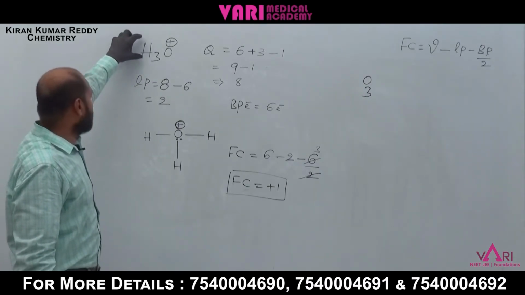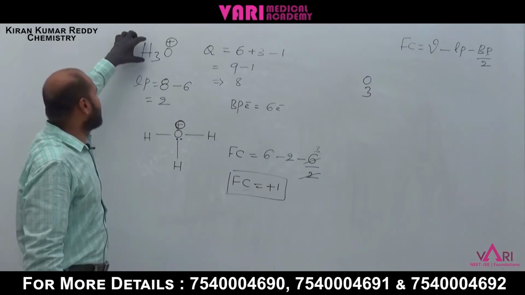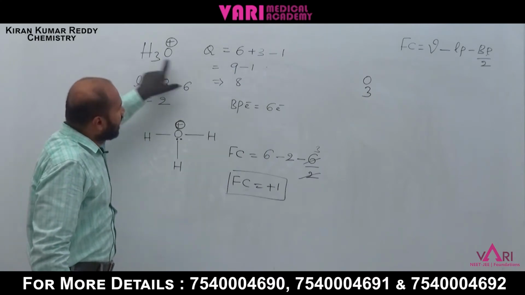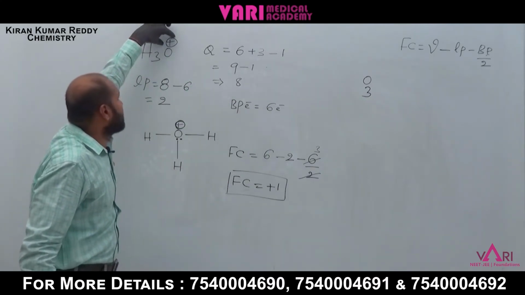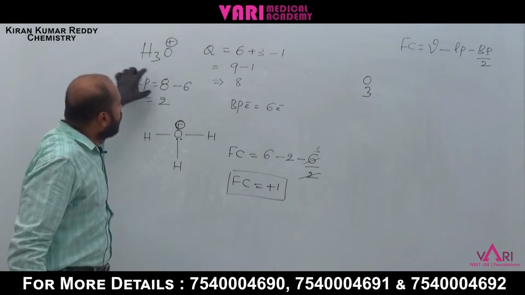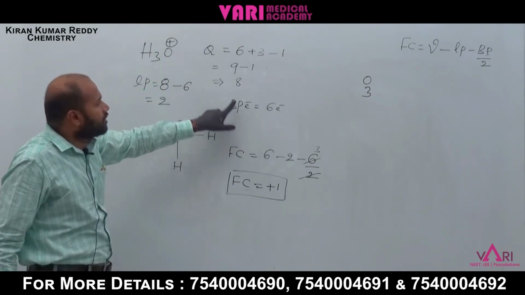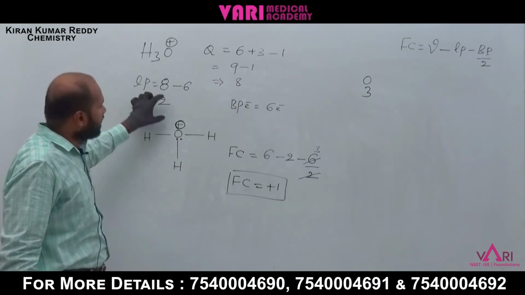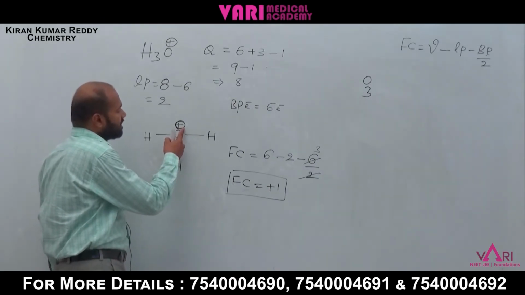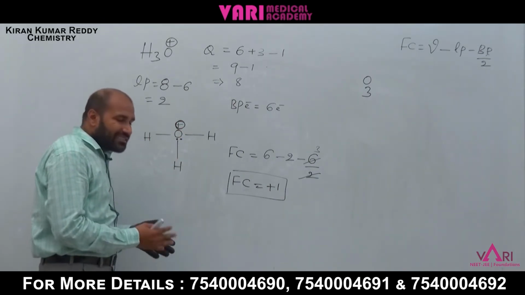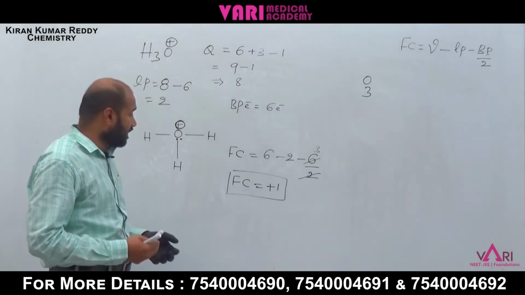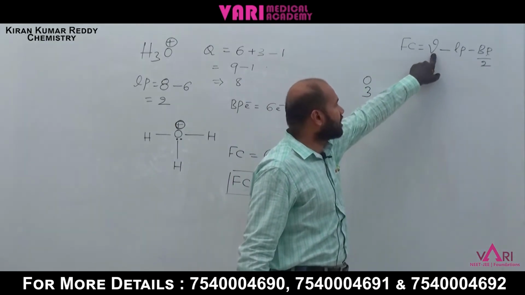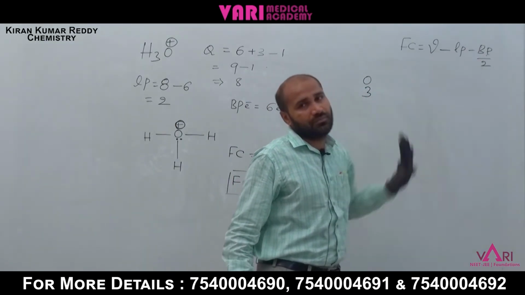Understand, students? H3O plus means the total number of valency electrons: the valency electrons of oxygen is 6, 3 hydrogen atoms, 3, minus 1. Why minus 1? Because there is a plus charge. Now Q is equal to 8. Bond pairs means 6. Why bond pair 6? 3 twos are 6. Here the lone pair is 2. The positive charge is present on the central atom. Whether the charge is negative or positive, we find by using formal charge. You already know the formal charge formula: valency electrons of atom, minus lone pair of electrons, minus bond pairs by 2.